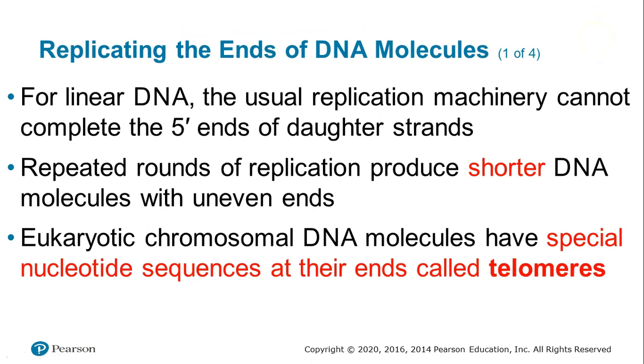And so you can see right here, repeated rounds of replication produce shorter DNA. So this leads us into why DNA doesn't disappear completely.